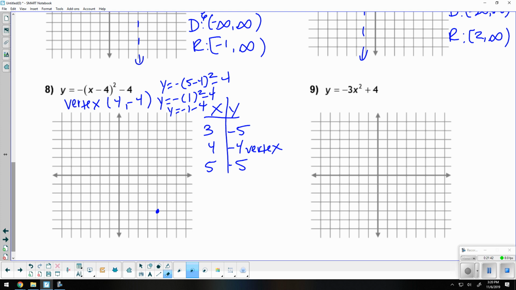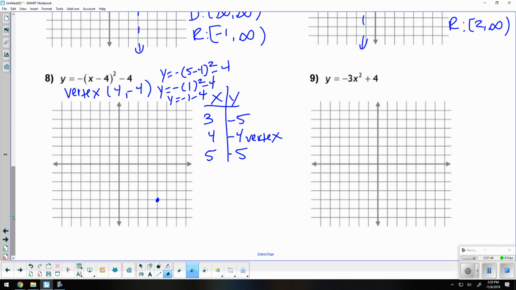If that's going to be my highest point, when I graph my last few points here, if I go over 3 and then down 5, that'd be right here. Over 5, down 5. So this would be your downward facing parabola. And again, axis of symmetry running through it.